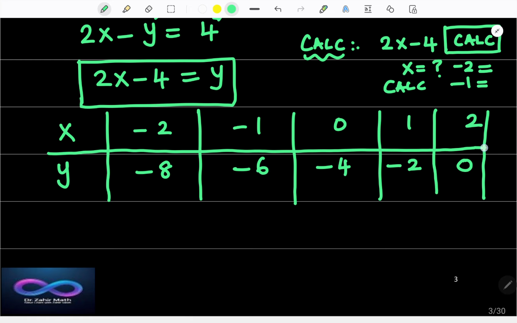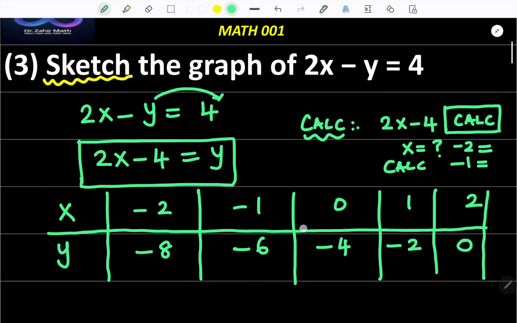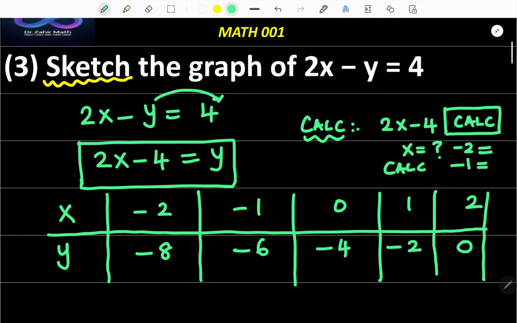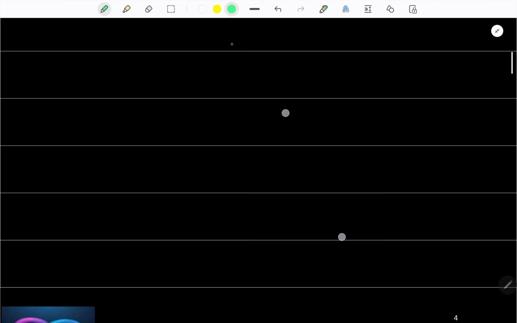Before the sketch, you must know whether it is going to be a line or a curve. If the power of x is 1 and the power of y is 1, you are going to get a line. Keep that in your mind. You are going to get a line. Yes. Now let us do the sketch.